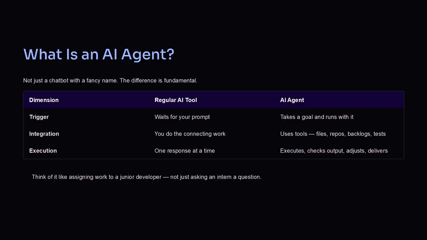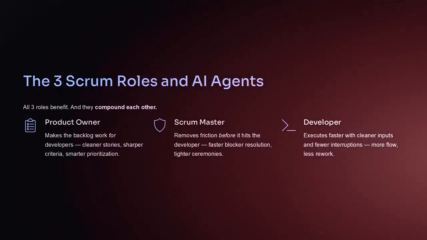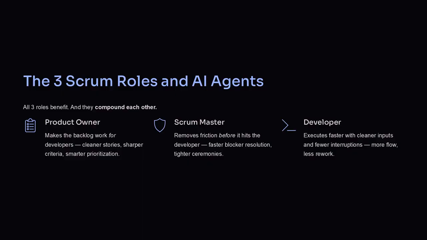An AI agent is different. It takes a goal, figures out the steps, uses tools, your files, your test runner, your backlog, your docs, and it executes. It checks its own output, adjusts, and comes back with a result. You hand it a task, it runs the task, you review the outcome. Think of it like the difference between an intern who answers questions and a junior team member you can actually assign work to. Now let's walk through all three Scrum roles: Product Owner first, then Scrum Master, then Developer, because understanding all three is what makes the developer's life actually better.